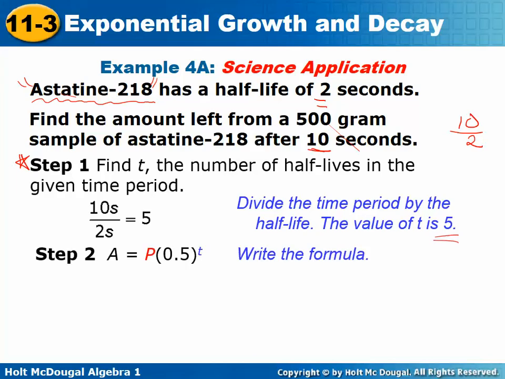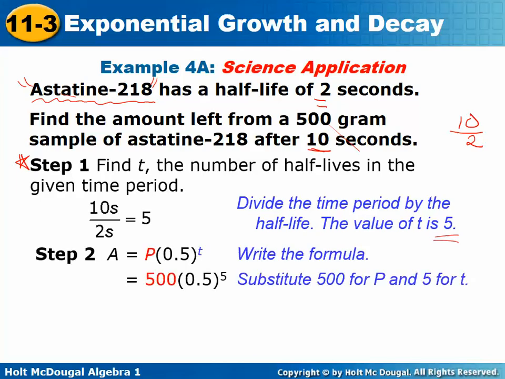And now we're ready for the formula. So there's this extra step in finding half-life that we don't have in the other examples we've looked at. Then the rest is using your calculator to take 0.5 to the 5th power and then multiply that answer by 500. So this answer should be less than what we started with. They started with 500 grams. After 10 seconds, there's only this much left, because it only takes 2 seconds for it to be half of that.